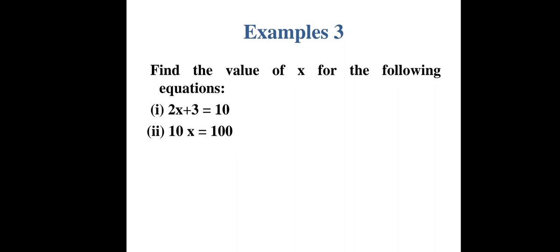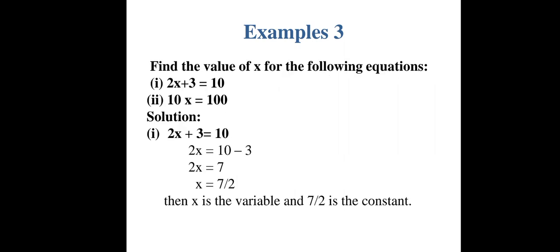Take the first one, 2x + 3 = 10. This +3 we take to the right side, that is 10 - 3, which gives 7. Then x = 7 by 2. So we can say x is the variable and 7 by 2 is the constant.